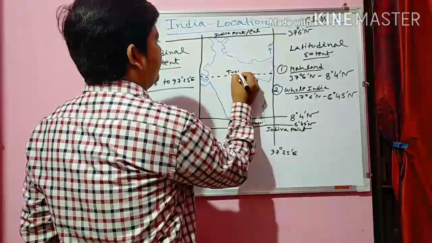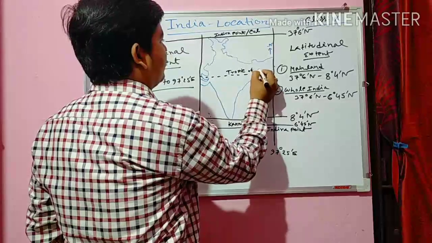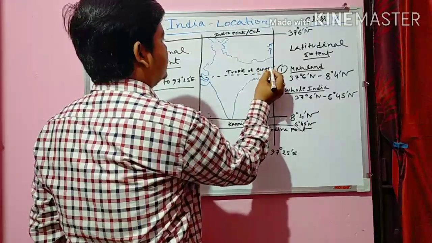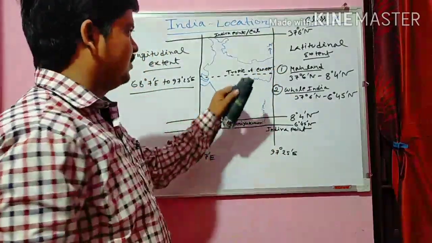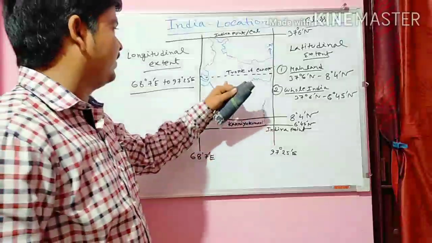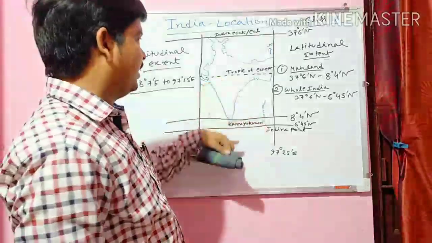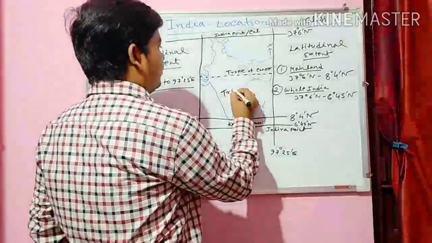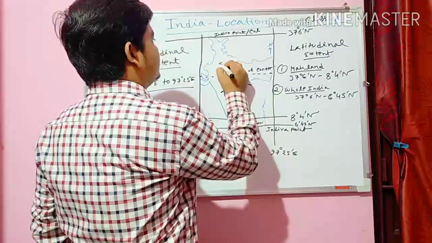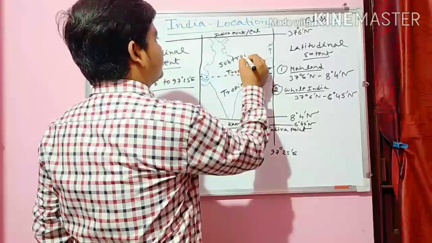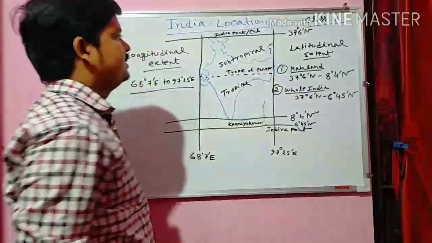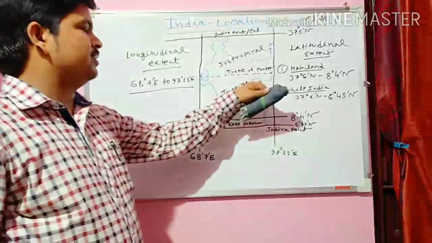Tropic of Cancer. So why is it important? Because it actually divides our country into two equal climatic zones. One is the tropical area, this is tropical, and this is subtropical. So this is very important. That's why the Tropic of Cancer.